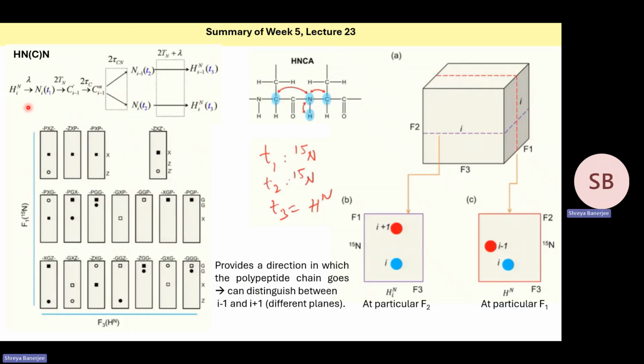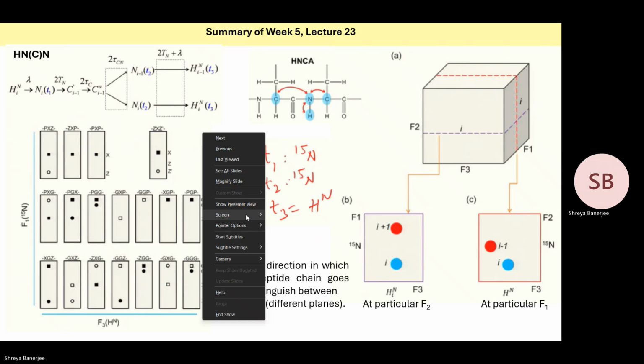Now, this is a slight modification on the HNN experiment, so I'll talk about this also. Again, you're starting from the amide hydrogen and going to the amide nitrogen of the same residue. That is your T1 axis. So the T1 axis is the amide nitrogen, that is 15N. Then you are going to the C prime of the preceding residue.